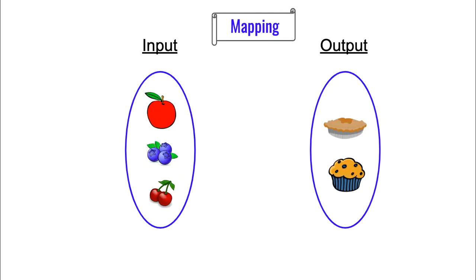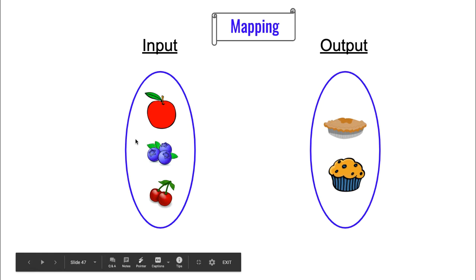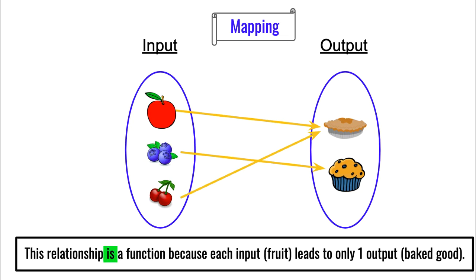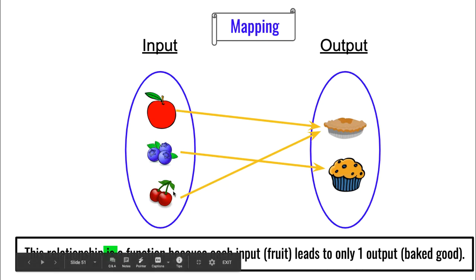Well, we can use mapping to determine whether something is or is not a function. When we use mapping, we take a look at all the input values and see where they match up on the output value side. So for instance, our apple became a pie. Our blueberries became a muffin, and our cherries also became a pie. That is okay. This is a function because each input value, or in this case, our fruits, lead to exactly one output value, which would be our baked goods.